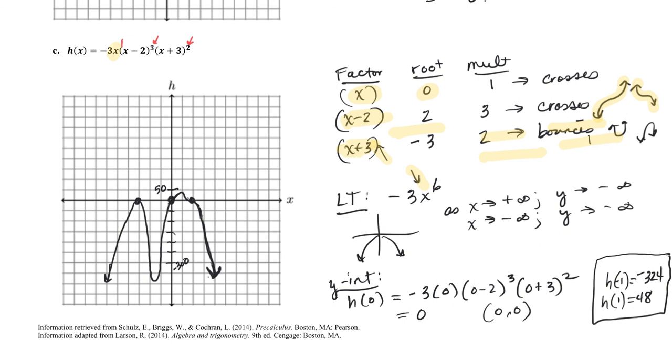My next factor was x plus 3. Multiplicity was 2, so that means it's going to bounce. It's going to behave like a quadratic. I don't know if it's going to open up or down, but it's going to bounce off of the x-axis.